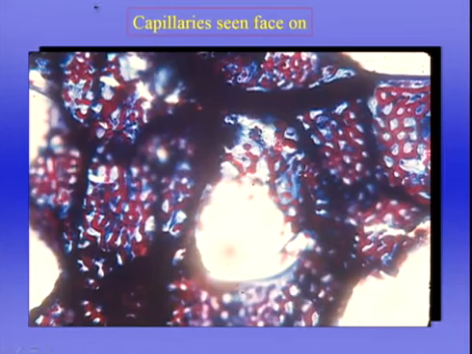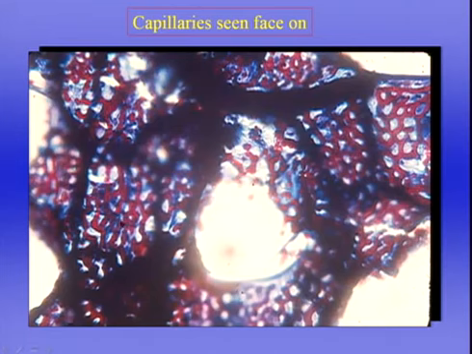Now, if we look at the capillaries in the alveolar wall, face on as it were, and let's imagine that we're in an alveolus and we're looking at the wall of the alveolus, just as I'm in a room and I'm looking at the wall of the room. That's what we're looking at here.